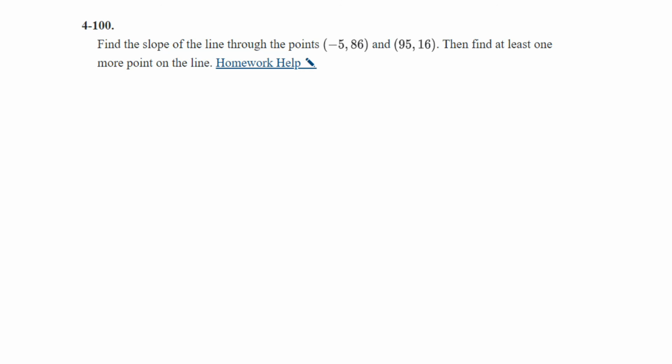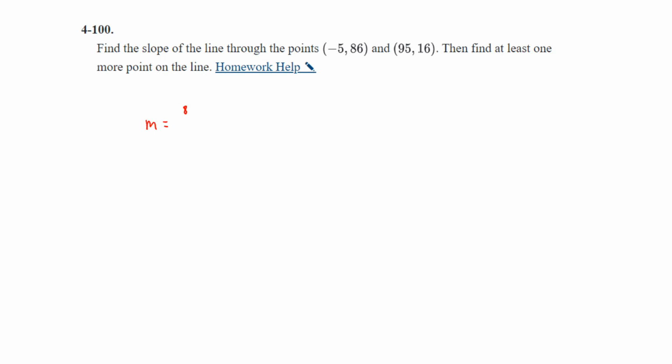Question 100, find the slope of the line through the points. Then find at least one more point on the line. So we can find the slope of the line by doing delta y over delta x. So this would be 86 minus 16 over negative 5 minus 95. So 86 minus 16 would be 70 over negative 100. So negative 0.7 would be the slope, or negative 7/10 is fine.